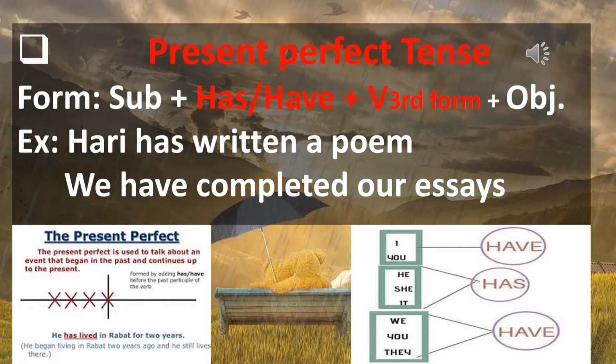Here, he began living in Rabat 2 years ago and he still lives there. And another question, where we have to use has and where we have to use have. It can be explained like this. When we use subjects like I, you, we or they, we will use have, and when subjects like he, she, it come, we have to use has there.